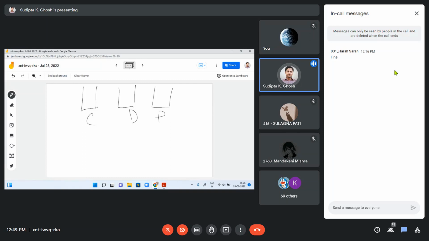So either some preference, that means the person wants to taste first C, or first wants to taste D, or first wants to taste P, or first D, then P, then C, like this. Some label is there. On that basis, the person gives some preference.